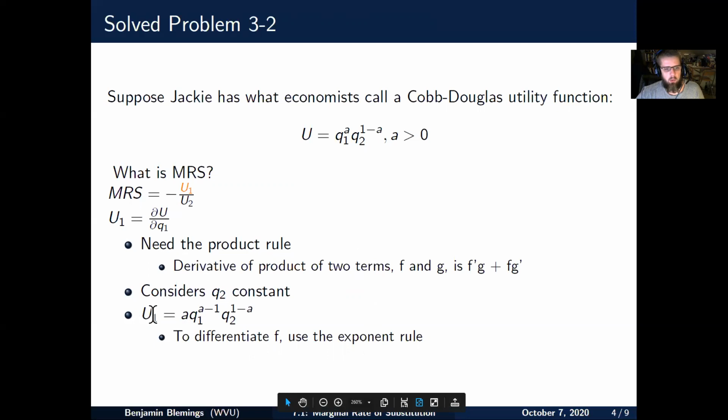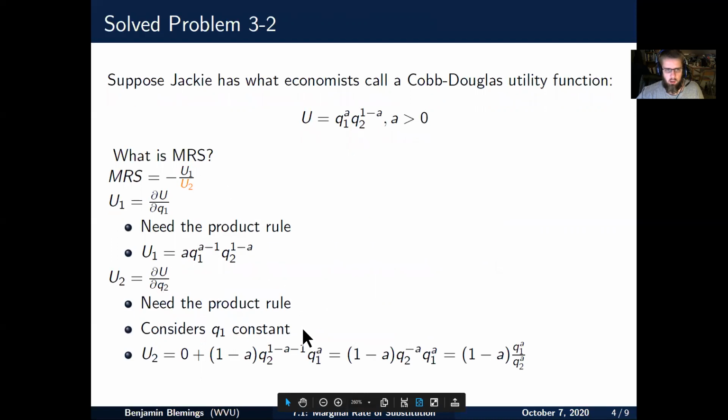So the marginal utility of good 1, when I take the derivative of utility with respect to good 1, I get a q1 to the a minus 1 times q2 to the 1 minus a. And then I need to take the derivative with respect to good 2. Again, need the product rule, considering q1 constant. And this is the derivative of the utility function with respect to good 2. So if I change good 2 by a little bit.